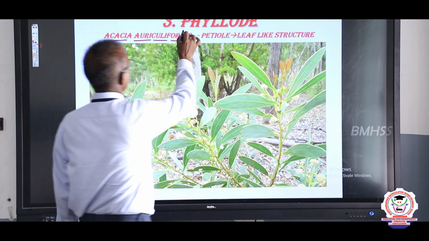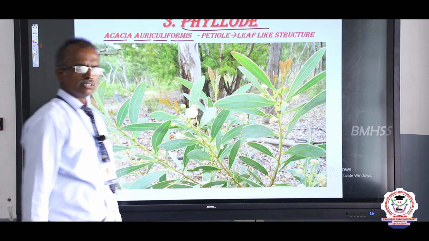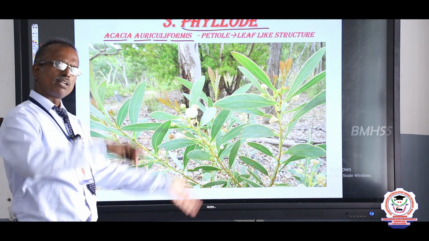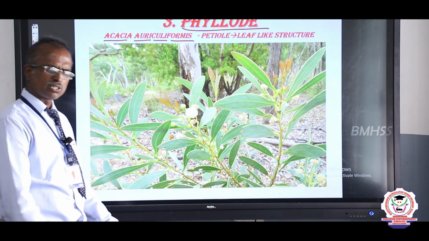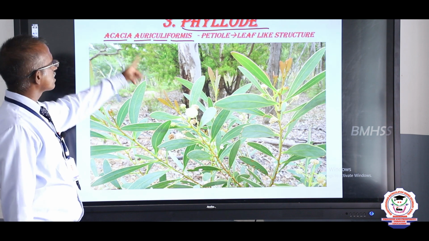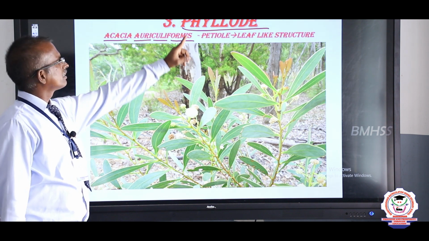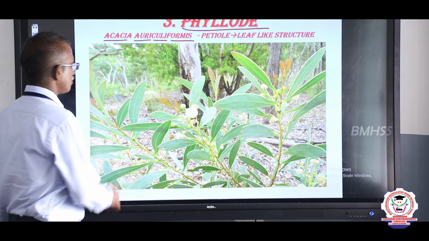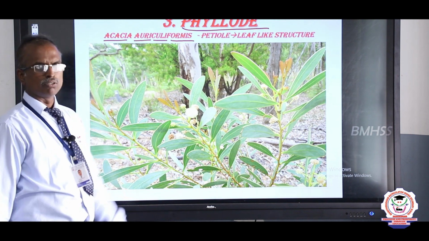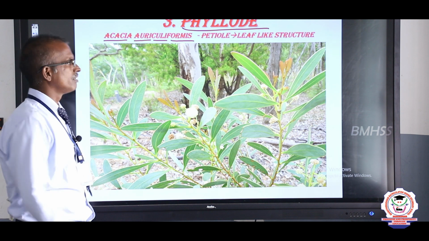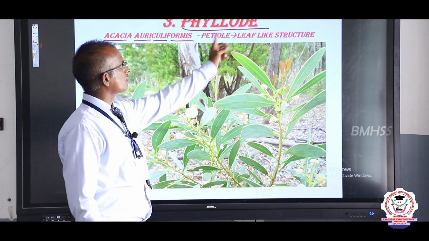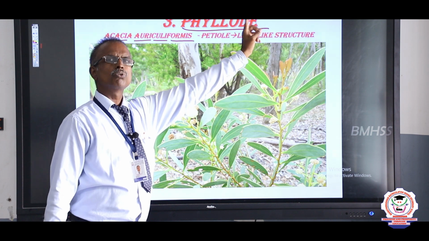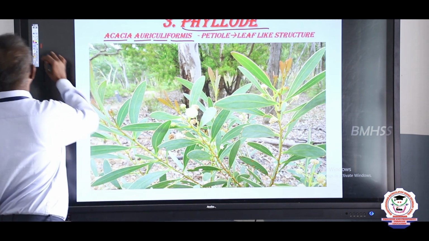That we call a phyllode. The leaf-like structures are modified to do photosynthesis in the case of Acacia auriculiformis. This is what we call a phyllode. Phylloclade is different from phyllode. The petiole is modified into a leaf-like structure, and it does photosynthesis.